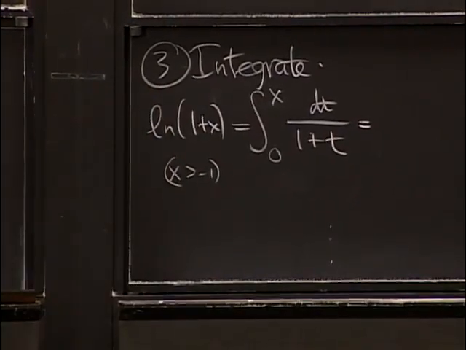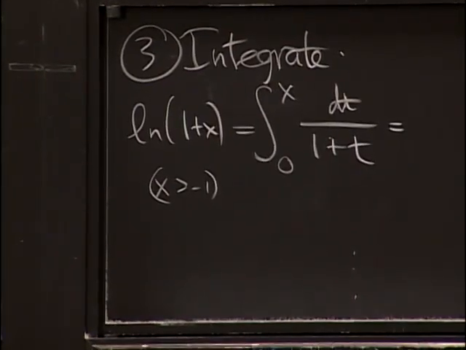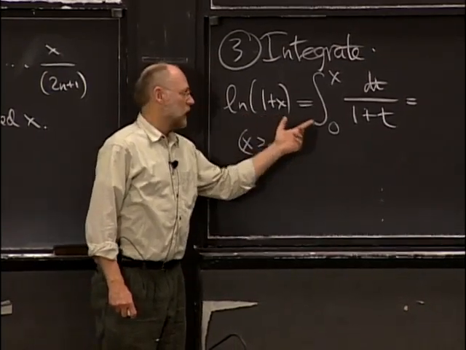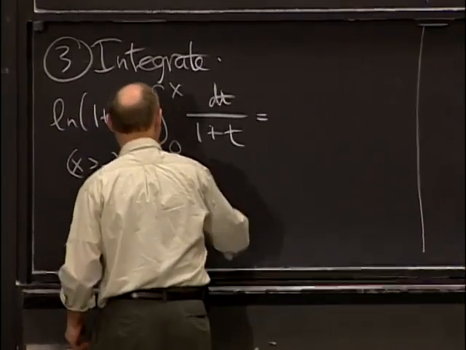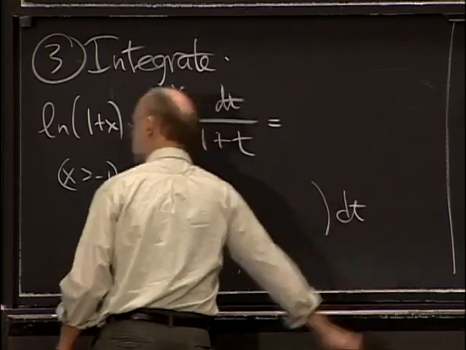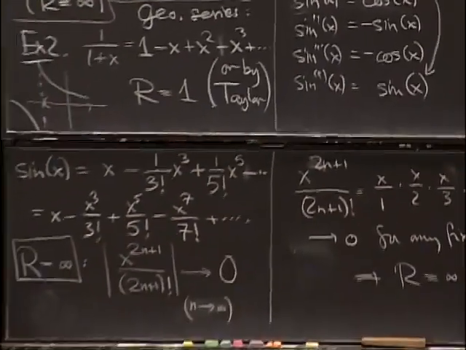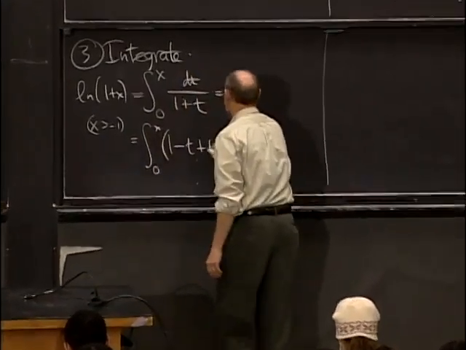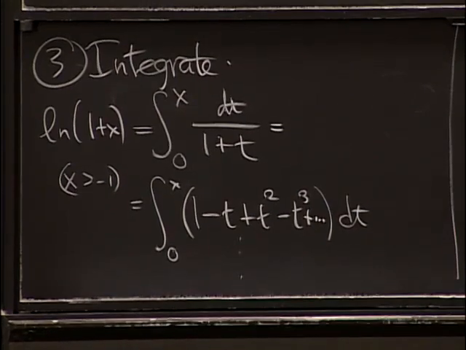Okay. Now, I'm going to try to apply power series methods here and use this integral to find a power series for the natural log. I'll do it by plugging into this expression what the power series for 1 over 1 plus t was. I know what that is because I wrote it down on the board up here. Change the variable from x to t there. So 1 over 1 plus t is 1 minus t plus t squared minus t cubed, and so on. That's the thing inside the integral.